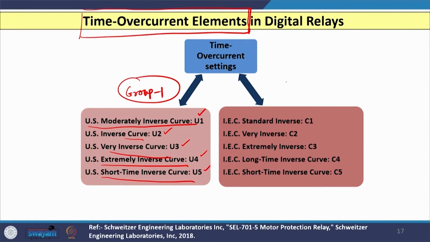The second group, group 2, contains again another 5 curves, but that is based on IEC standard inverse characteristic, that is C1, IEC very inverse characteristic specified as C2, IEC extremely inverse characteristic specified as C3, IEC long time inverse curve specified as C4 and IEC short time inverse curve denoted as C5. So, two different groups are available. It is up to the user what group you want to select and in a particular group what type of characteristic you want to use, depending upon the application.